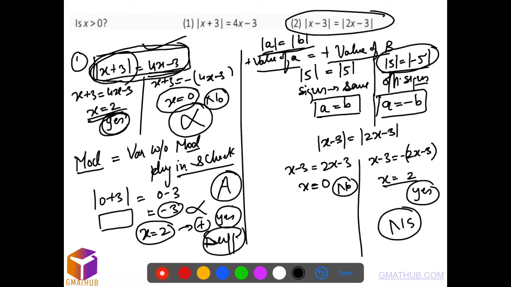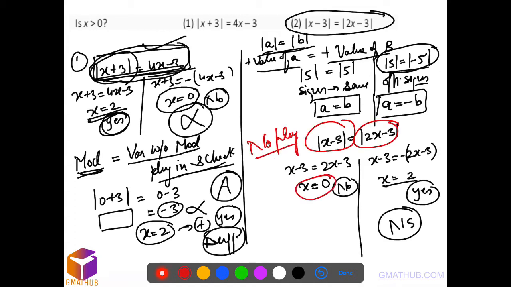I repeat, mod on one side, variable without mod on another side, like this, we'll have to plug in the values and check. Okay, while if we have mod on both the sides, no need to plug in. I mean, if you try 0 and 2, both will satisfy this, so we don't have to plug in.